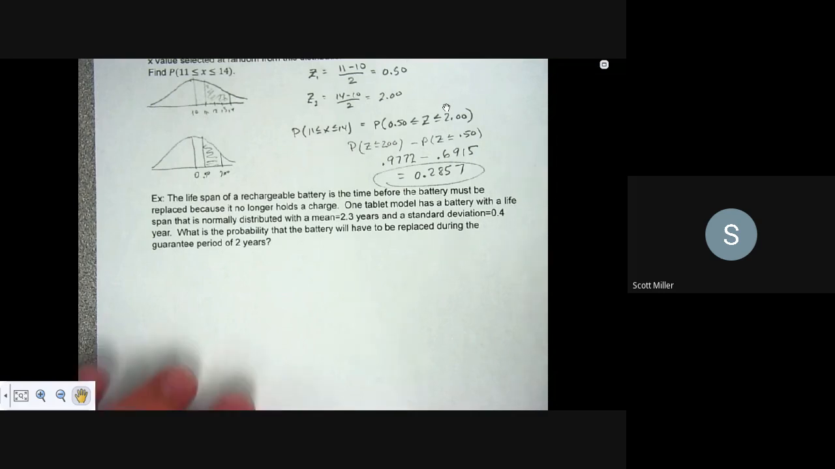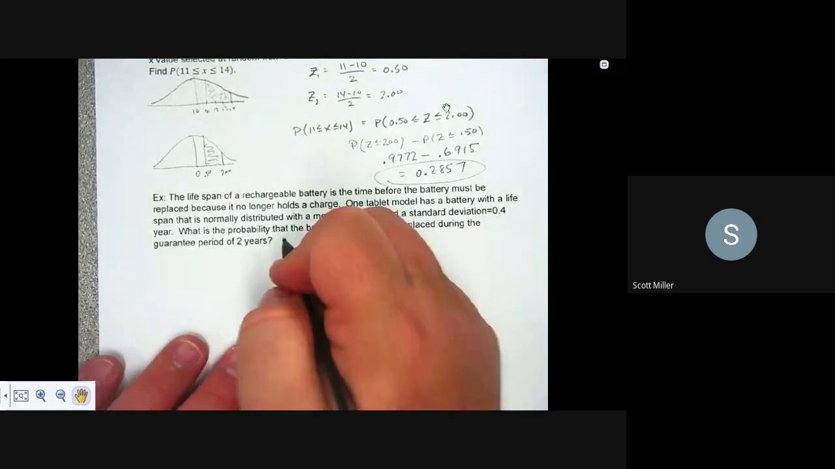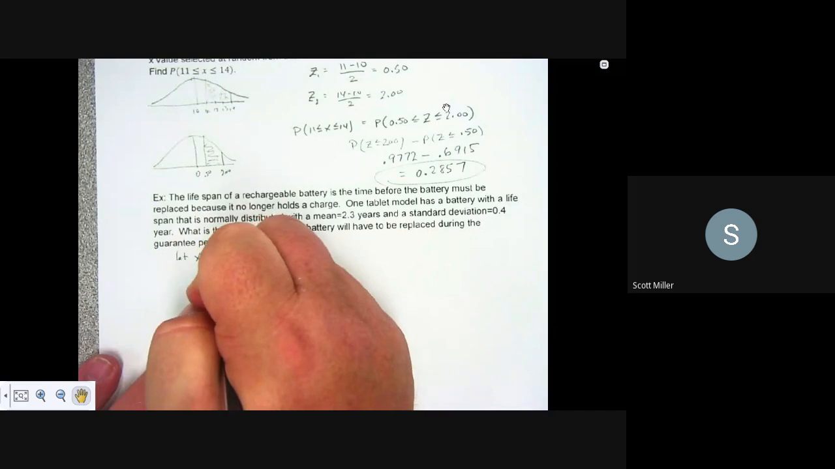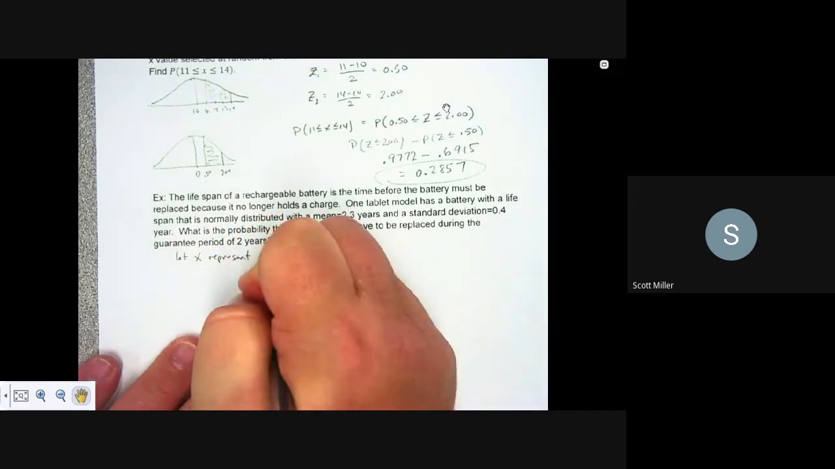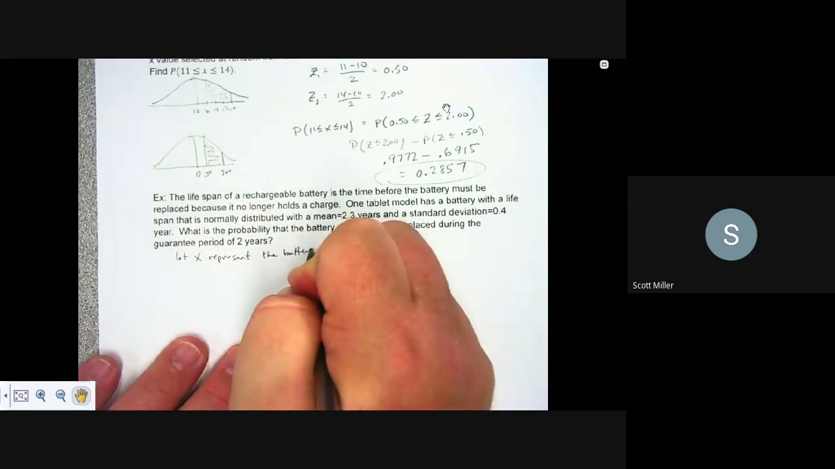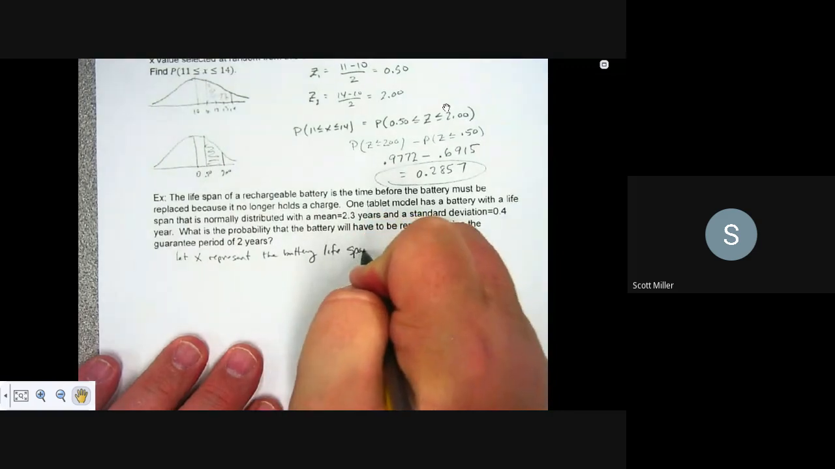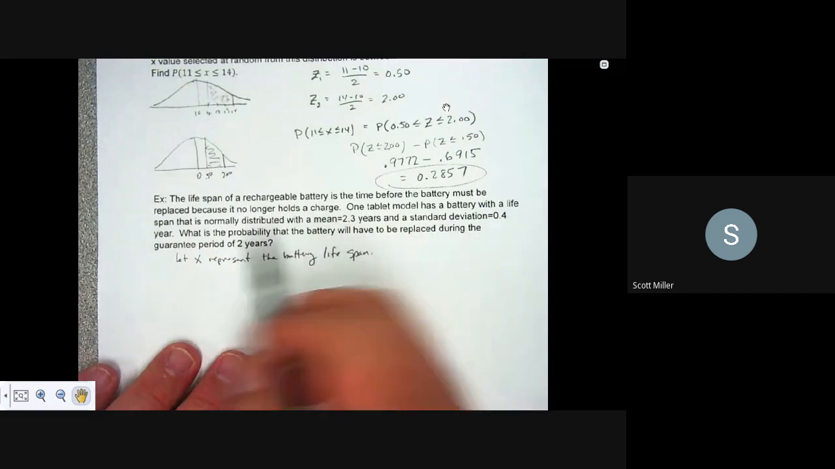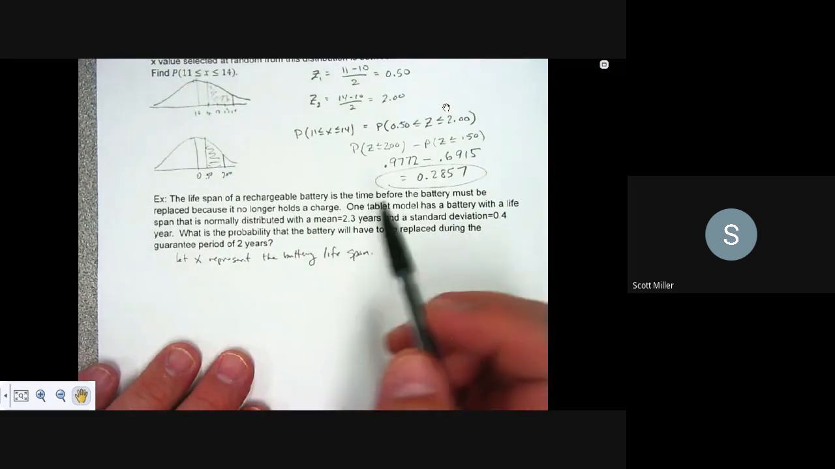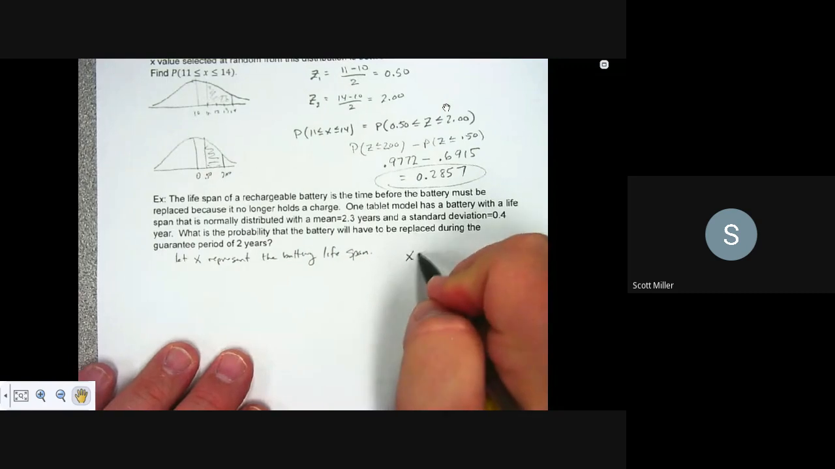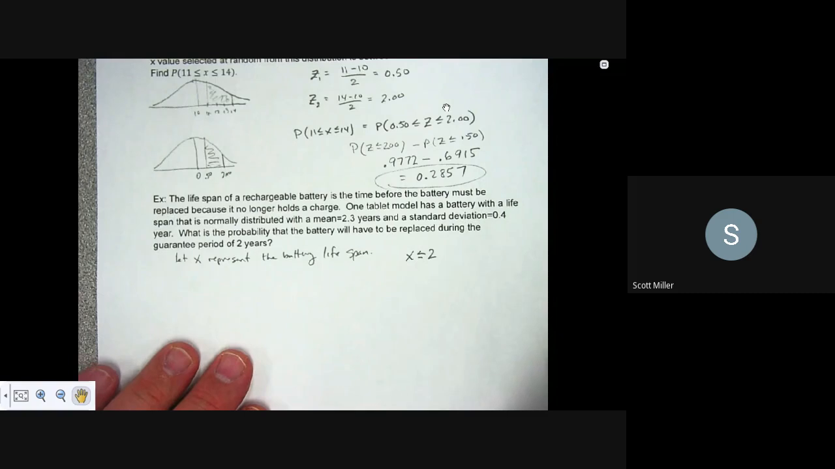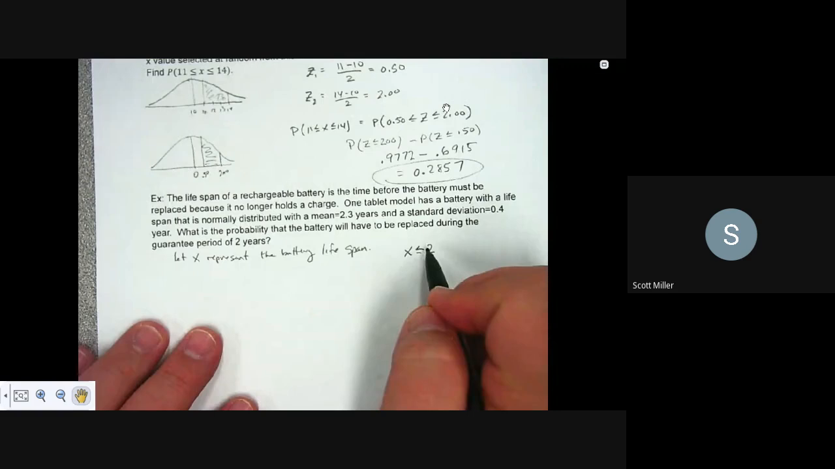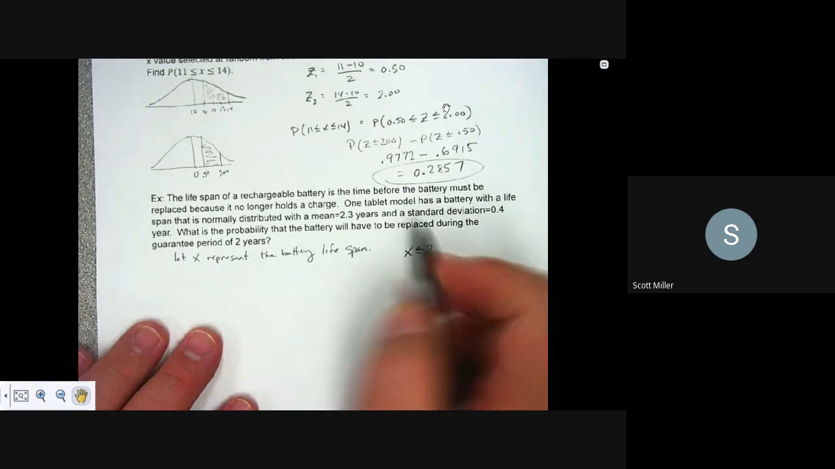Okay. So if I let X represent the battery lifespan, then this statement here, what's the probability it's going to be replaced within the 2-year guaranteed period, basically means what's the probability that X is going to be less than 2. So that's what I'm looking for. Okay. So if the lifespan is below 2, then that's this. So what is that probability?